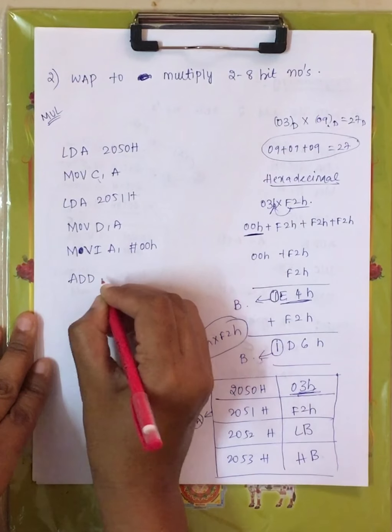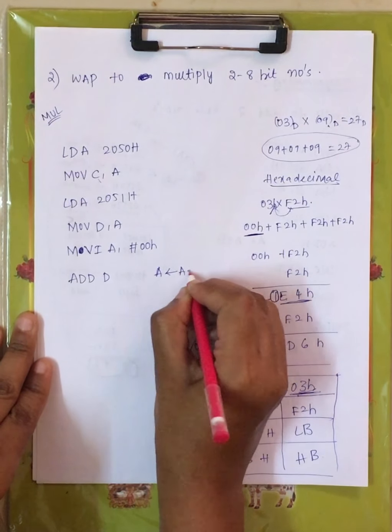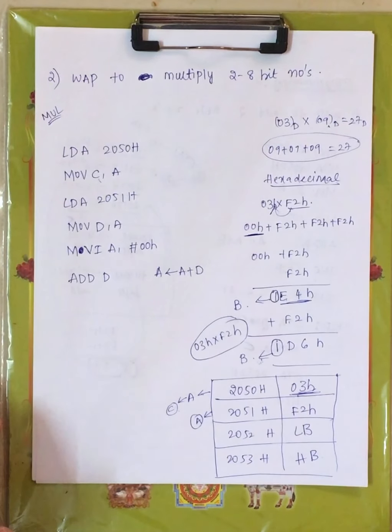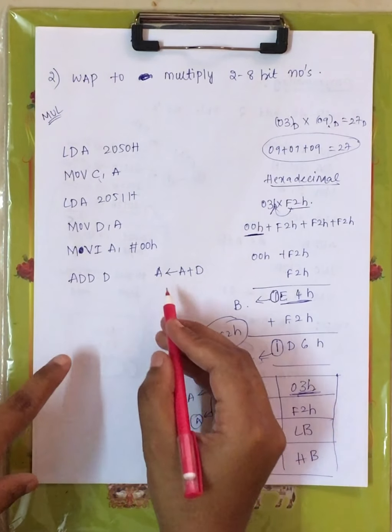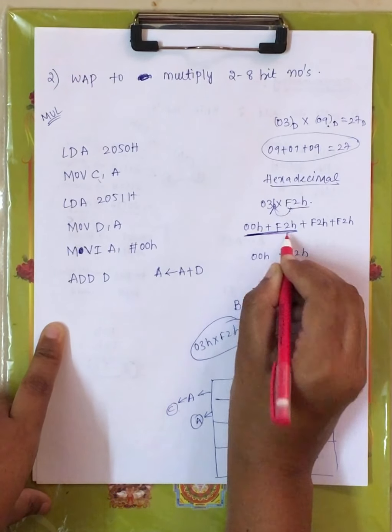Now what we have to do? ADD D. What is the operation of this? The contents of A are added with the contents of D and the result is stored in A. Till here it will follow 00H.